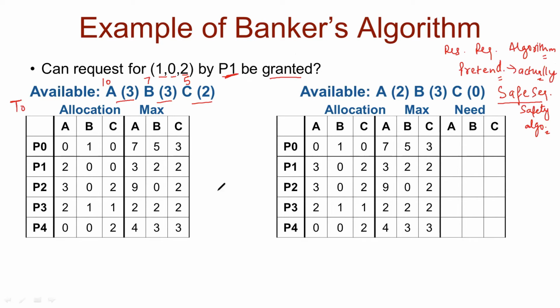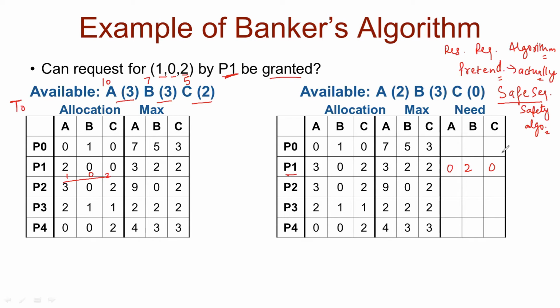So now we assume that this request of 1, 0, 2 by P1 has been granted. The resources allocated to P1 were initially 2, 0, 0. Adding 1, 0, 2, the allocation now becomes 3, 0, 2. The need of P1 will also change. The need of P1 becomes 0, 2, 0. Initially, as I remember, the need was 1, 2, 2. Now it is 0, 2, 0 after this request is fulfilled. The remaining needs of other processes remain the same.